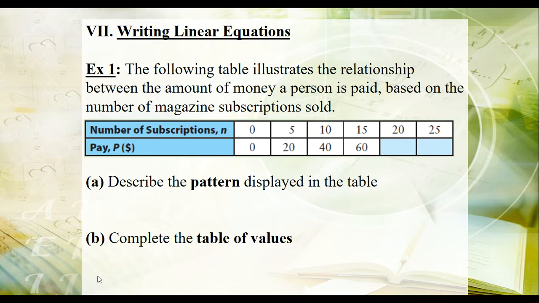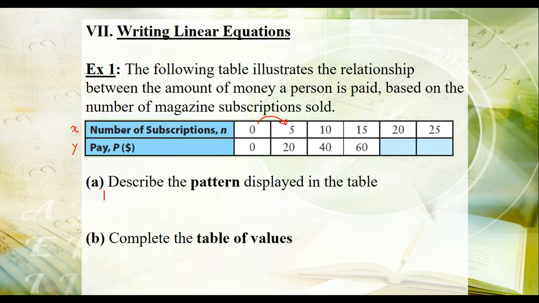So your top values in the table, which would be your x values, are the number of magazine subscriptions, and the bottom values are going to be your pay in dollars. Okay, so A says describe the pattern that you can see in the table. What I want to know is, for every increase in 5 subscriptions sold, how much would my pay increase by?